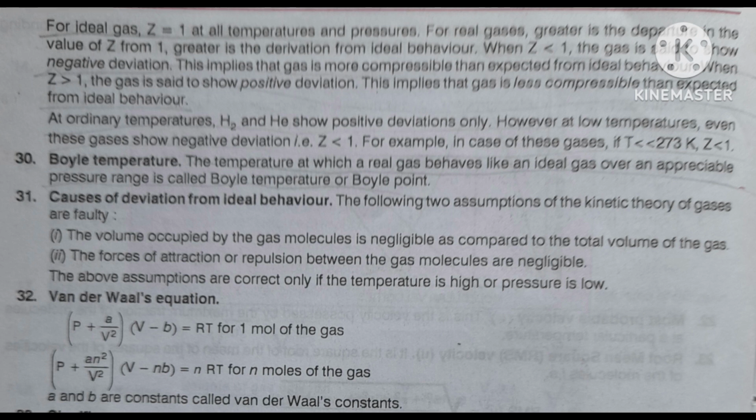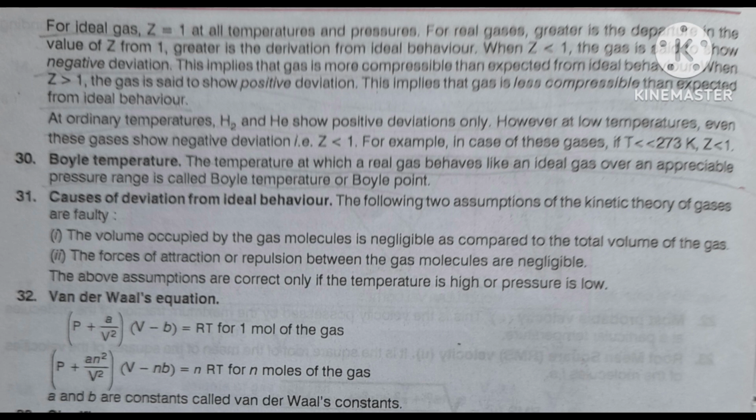That is equal to, now you have written PV is equal to RT for 1 mole. Now PV is equal to nRT for n moles of gas. Then here the pressure became P plus A n square divided by V square, and for volume V minus nB, that is equal to nRT. That is for n moles of gas. That is the van der Waals equation for n moles of gas. Here A and B are constants, called van der Waals constants.